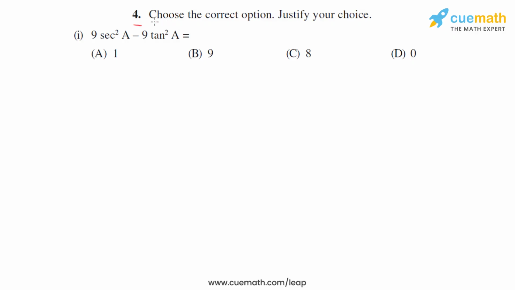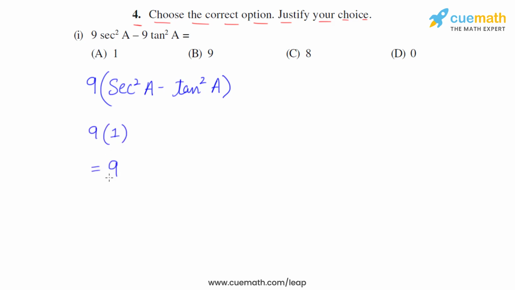Fourth question, choose the correct options, justify your answer. First part is 9 secant square A minus 9 tan square A is equal to. So you can see we can factor out 9 and it will be secant square A minus tan square A, and we know that secant square A minus tan square A is 1. Direct identity is there. So 9 into 1 is equal to 9. So the correct answer is B, part 9.